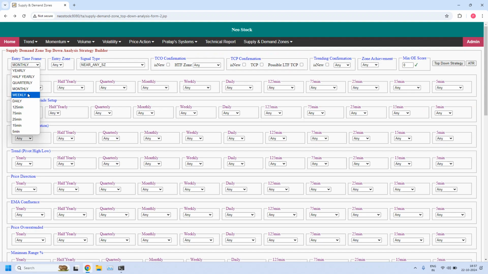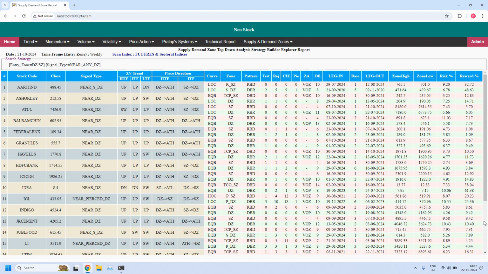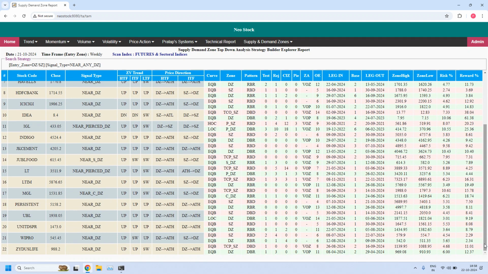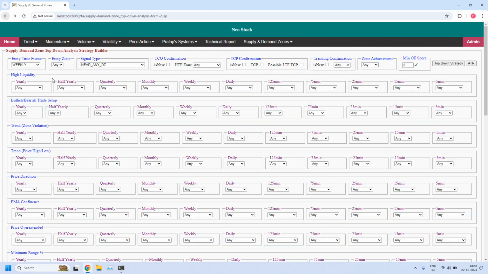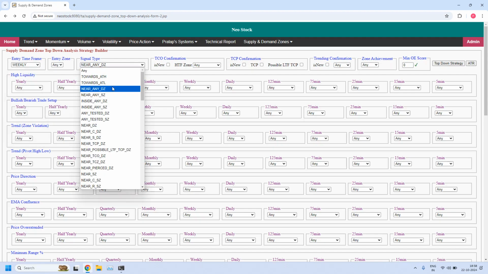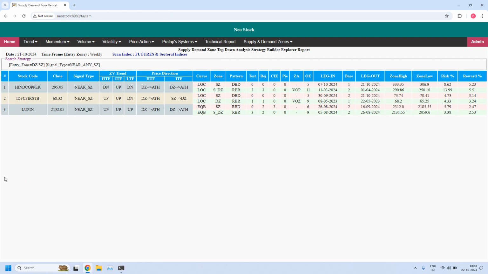Next time frame is weekly. Let us find the stocks near weekly demand zone. So good number of stocks are filtered near to the weekly demand zone. These are the first 15 stocks. I am scrolling the list down. So total 22 stocks are filtered near to the weekly demand zone. Next, for weekly time frame, let us find the stocks near weekly supply zone. 3 stocks are filtered near to the weekly supply zone.